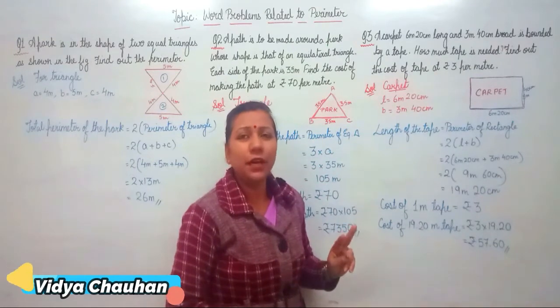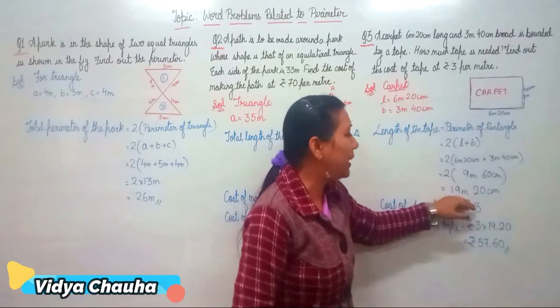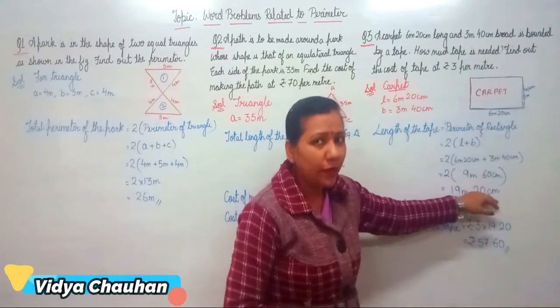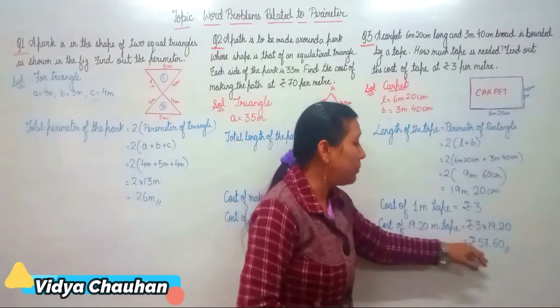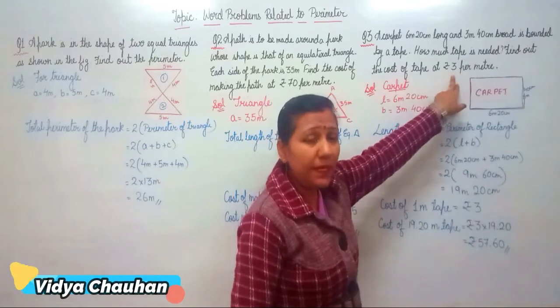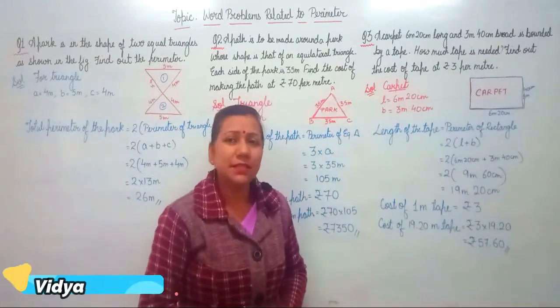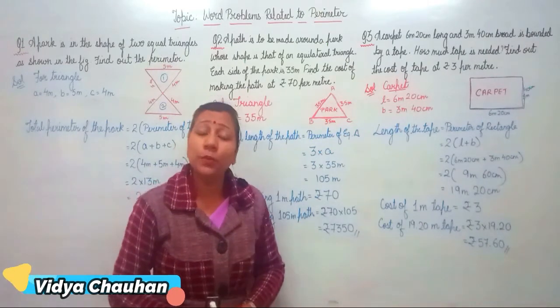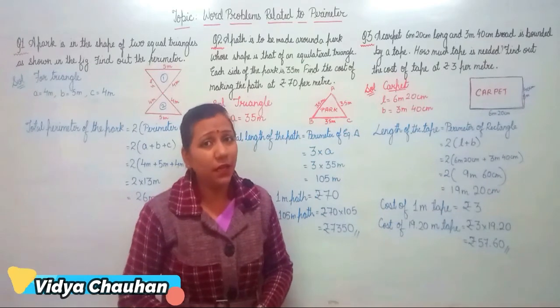So we have done two parts in this. Very first we calculated the length of the tape by calculating the perimeter of the rectangular carpet, and after that we calculated the cost of the tape by multiplying it with 3 because it is the cost per meter. So that gives us rupees 57.60 paise. I hope these questions related to perimeter of the shapes are clear to all of you.